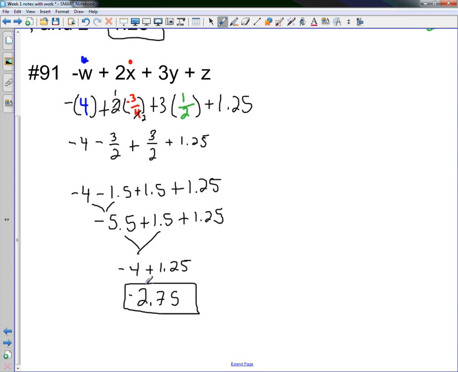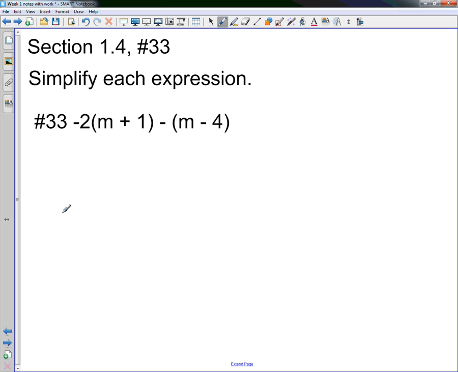So very similar to order of operations, but you do have to plug the numbers in first. All right, let's go ahead and look at the distributive property. So it says simplify each expression.